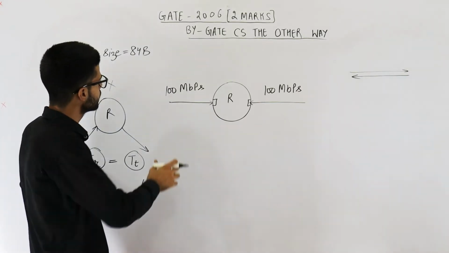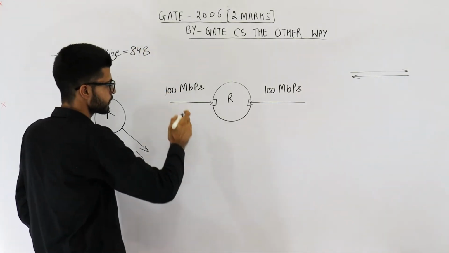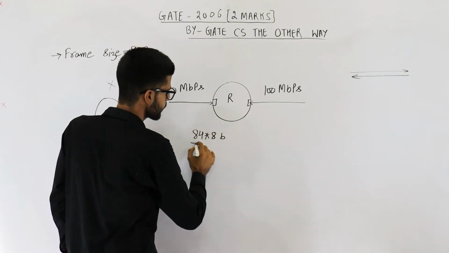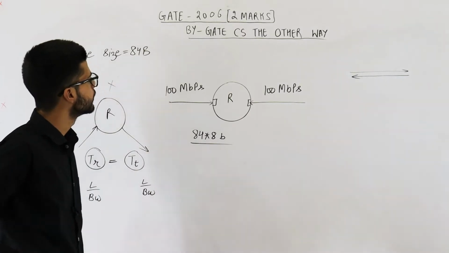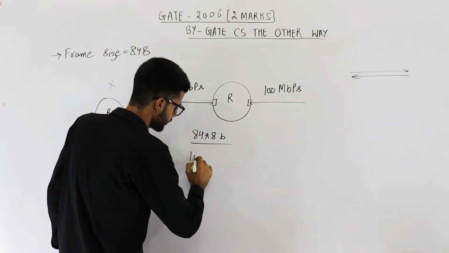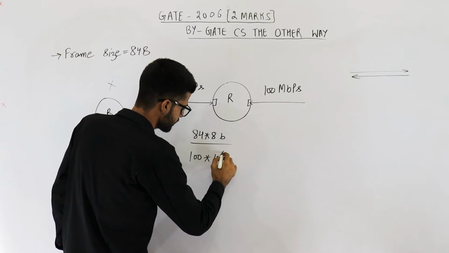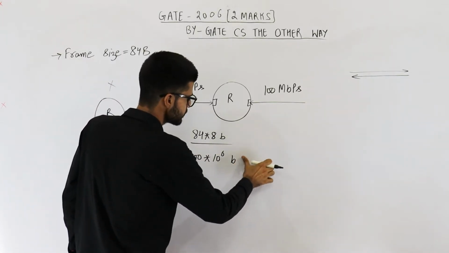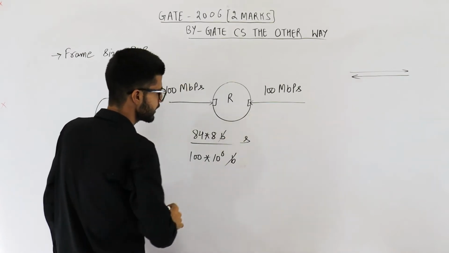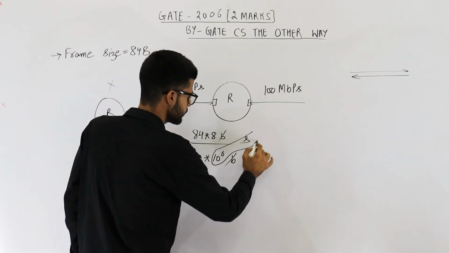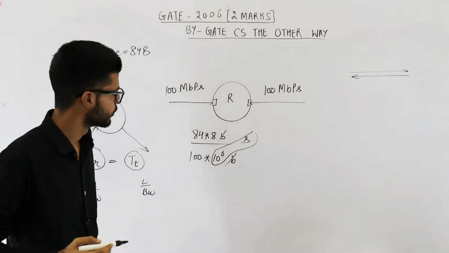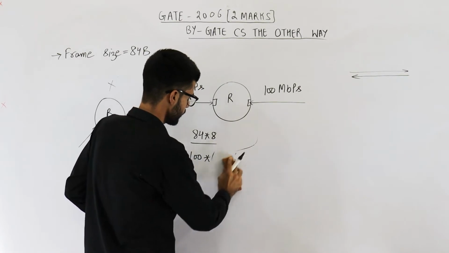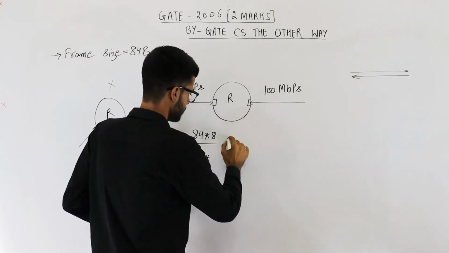Now have a look. The packet size is 84 bytes. That means 84 into 8 bits. Bandwidth is 100 Mbps. That means 100 into 10 raised to the power 6 bits per second. Bits and bits will get cancelled, giving seconds upon 10 raised to the power 6. This is 1 microsecond. So let me write it. You have these many microseconds.